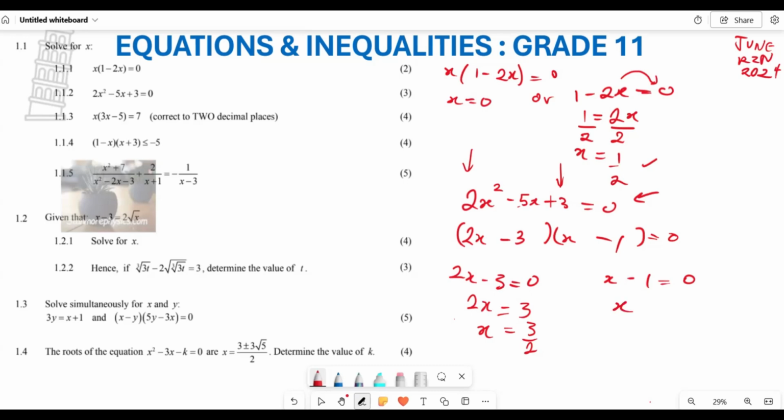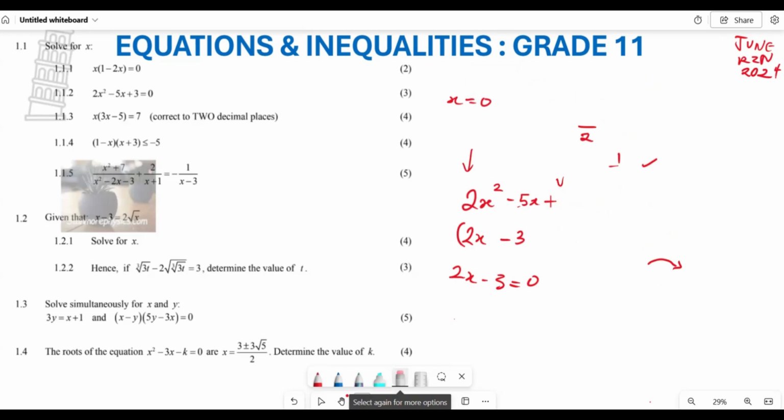And then our x on this side is just positive 1, right? Remember, when a number jumps an equal sign, it changes the sign. Are we together? So basically that's what you are going to have in 1.1.2. Now let's look at 1.1.3.